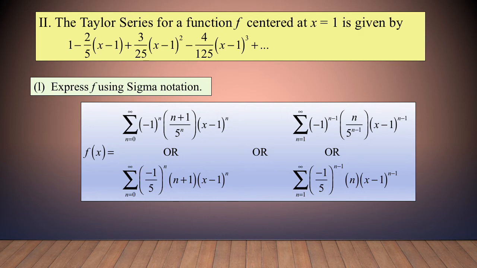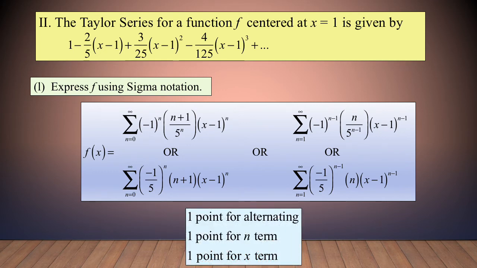Or summation n equals 1 to infinity of negative 1 to the n minus 1 times n over 5 to the n minus 1 times x minus 1 to the n minus 1. And again, we can utilize the fact that both the negative 1 and the 5 have an n minus 1 power. We can write this as summation n equals 1 to infinity of negative 1/5 raised to the n minus 1 times n times x minus 1 to the n minus 1.